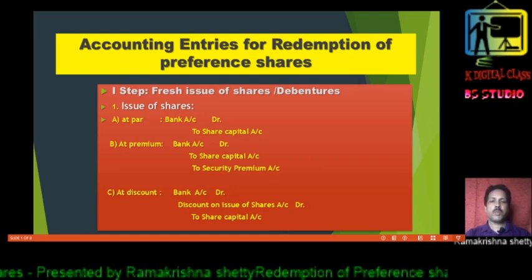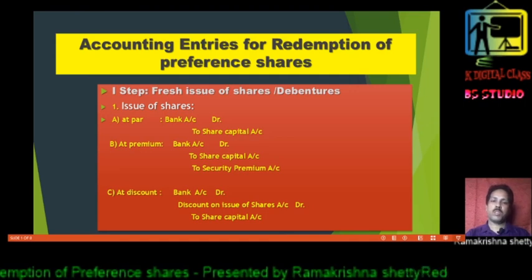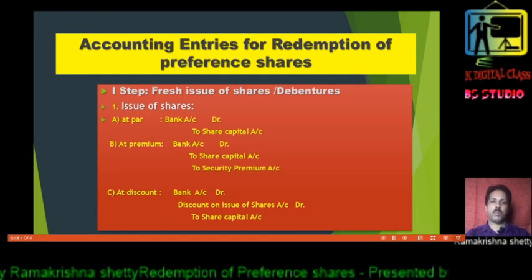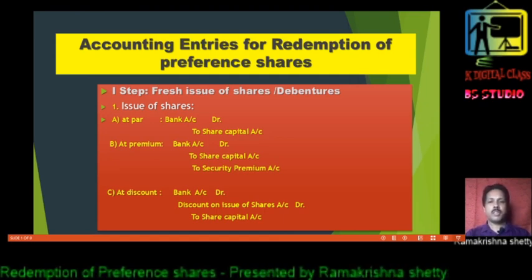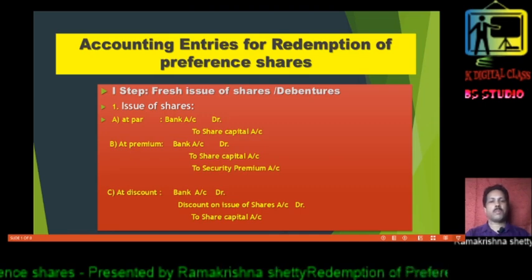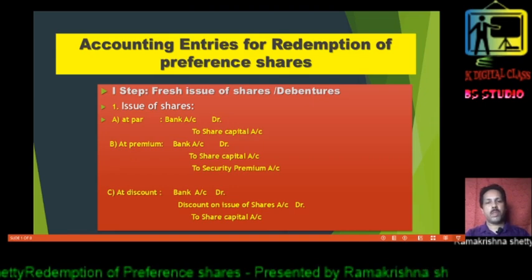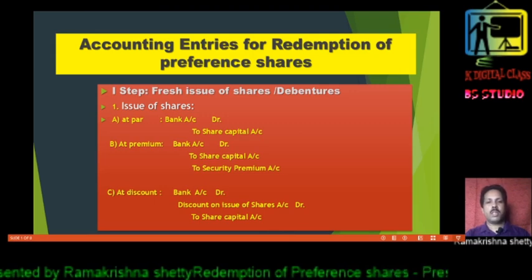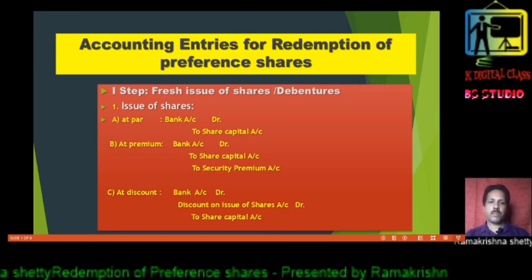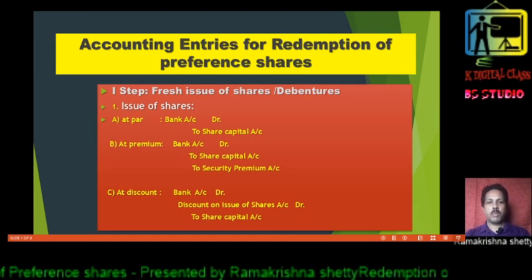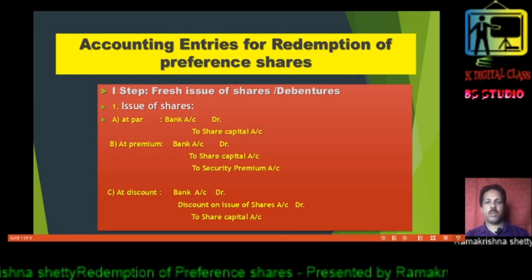In many cases, students find it too difficult to work out the problem because of lack of knowledge of entries. There are very simple entries relating to redemption of preference shares. We'll study these entries step by step. First step, fresh issue of shares or debentures. Fresh issue of shares or debentures is done at the time of redemption of preference shares, but for redemption purpose only the proceeds of fresh issue of shares are taken, not the debentures.